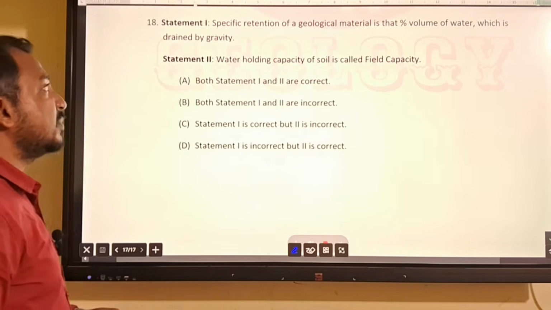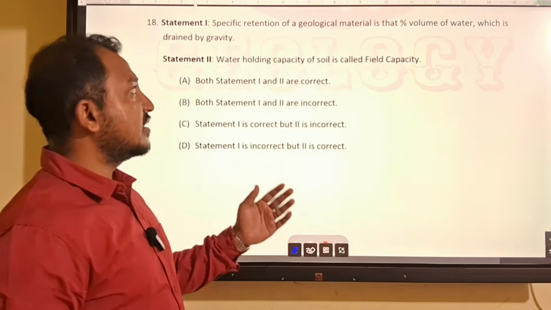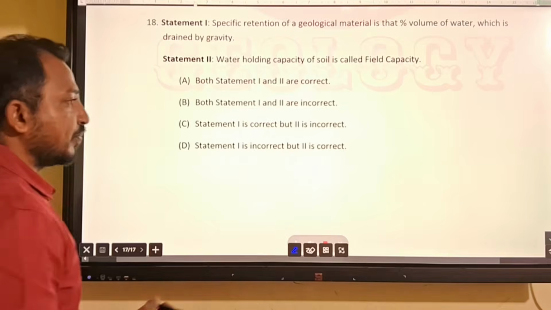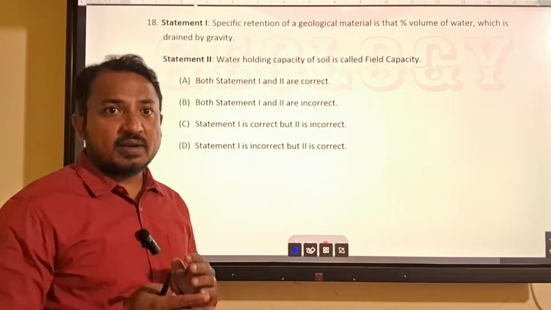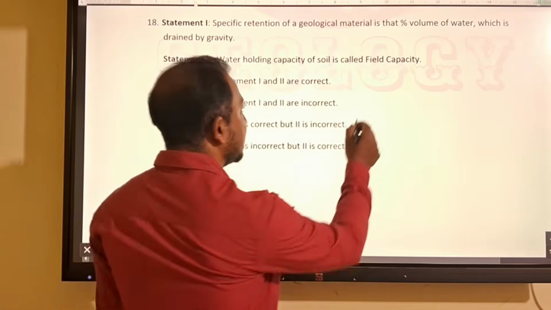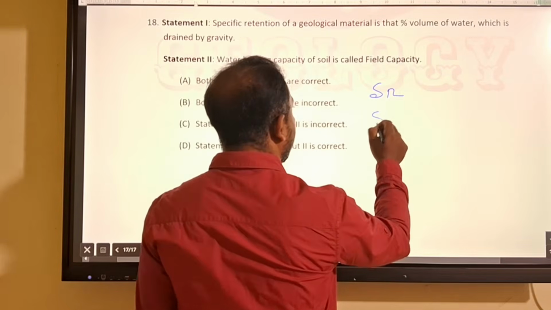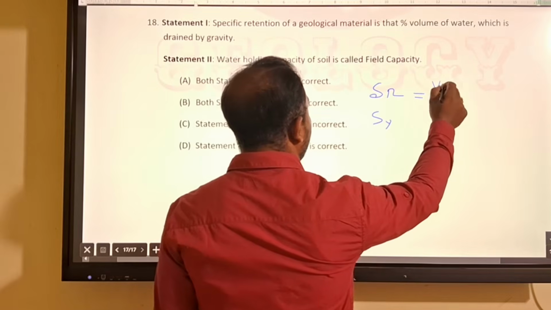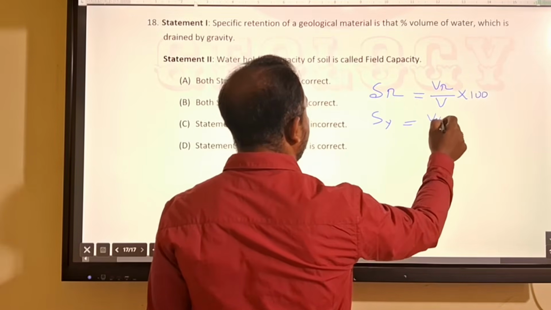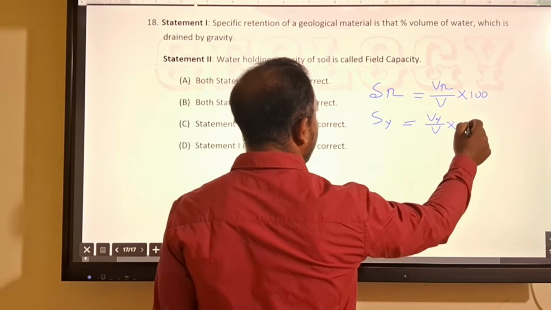Statement one: specific retention of a geological material is the percentage of volume of water which is drained by gravity. You have two hydrological properties: one is called specific retention, and one is called specific yield. Specific retention is the volume of water retained by total volume times 100. Specific yield is the volume of water yielded by total volume times 100.